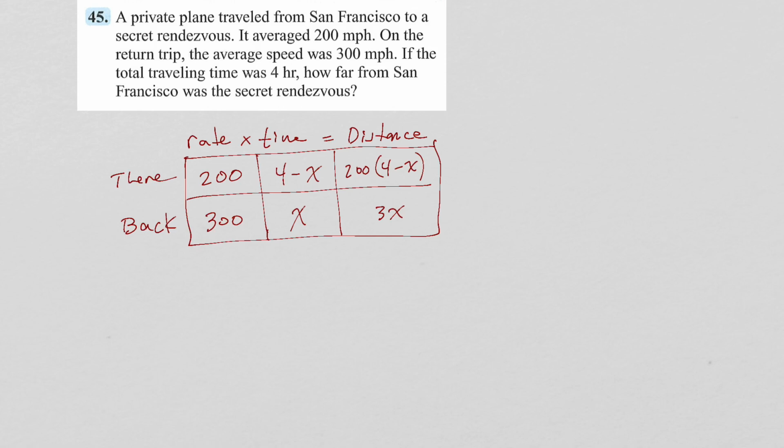Because this is a round trip, the distance, if we start here and we go to some point there, and then we turn around and go back, the distance each one went is the same. It's the same trip. So the equation is 200 times 4 minus x must be equal to 3x. Oh, why did I put 3x? 300x. Oops.